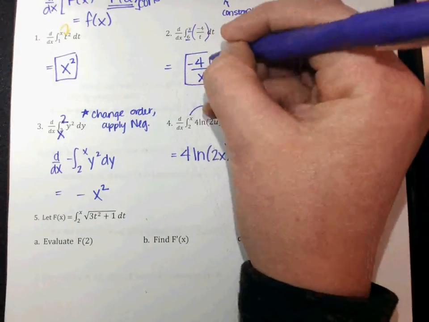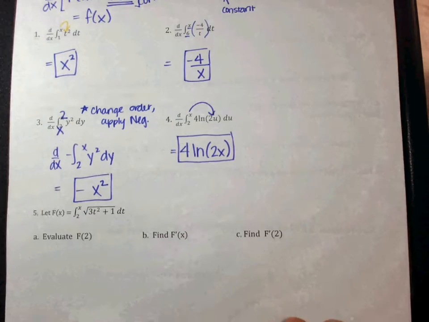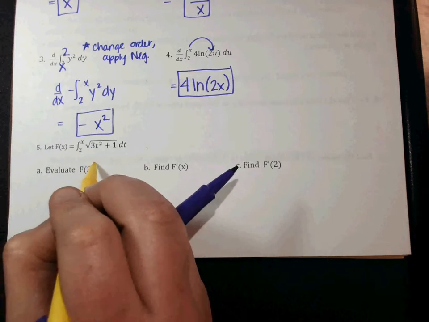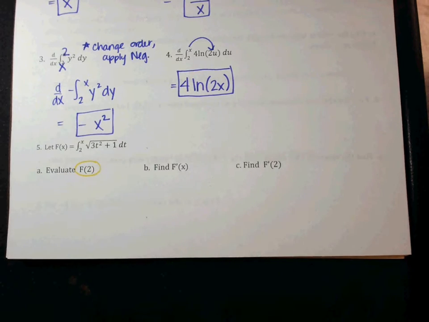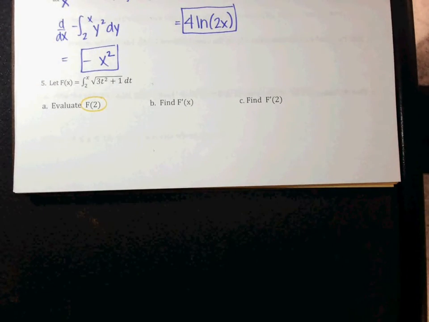Alright, last example like that. Look at the bottom. You have an equation. It is f of x is the integral from 2 to x of your little square root thing. You want f of 2. Does that imply we need to take a derivative? F of 2. No, we're just plugging in, right?